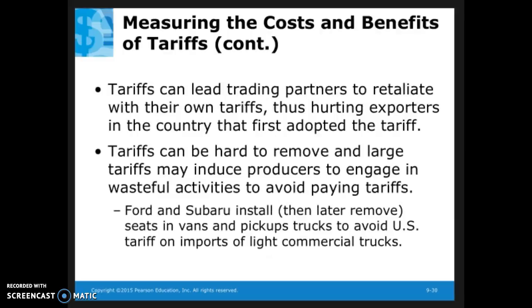So tariffs can lead trading partners to retaliate with their own tariffs. Tariffs are hard to remove, and large tariffs may induce producers to engage in wasteful activities to avoid paying tariffs.